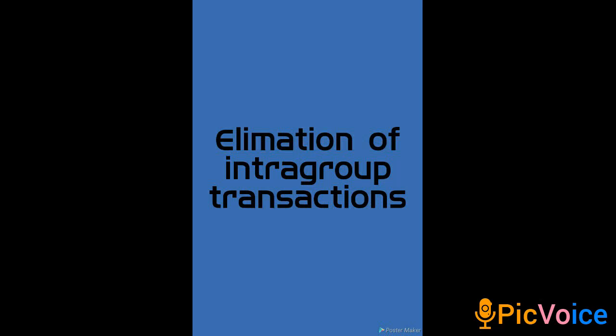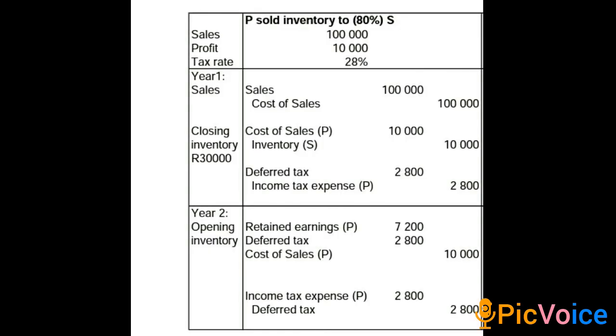I am your tutor, and for today's lesson we will be looking at the elimination of intragroup transactions. Now, I'm basically going to do two of the most common intragroup transactions, and that is inventory and property, plant, and equipment. So remember, what we always eliminate is the profit.